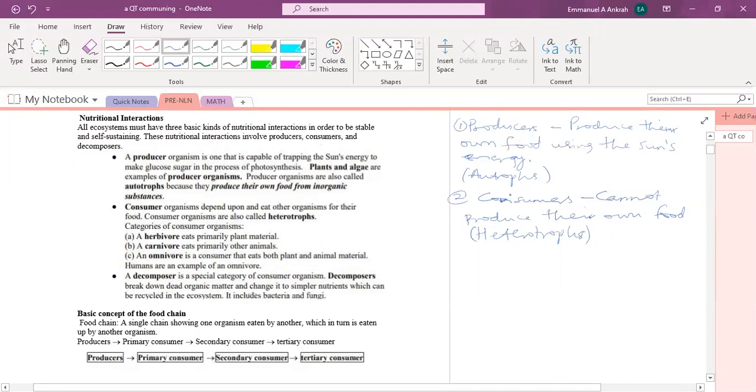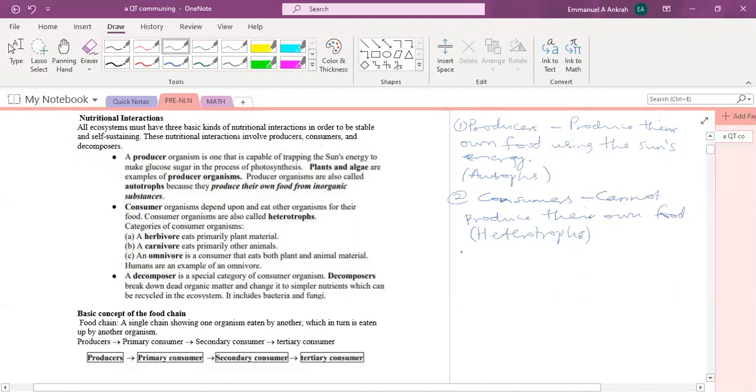Okay. And then there are different types of consumers. So the first one is what we call the herbivore. Okay, herbivore, they eat plants. And then you have the carnivores that feed on other animals. And then omnivore, they are consumers that eat both plants and animals, right? So those are the types of consumers that you will come across.